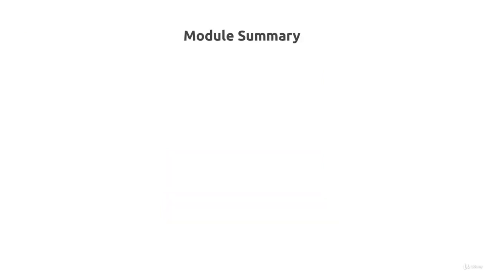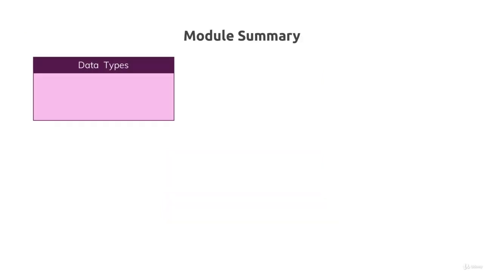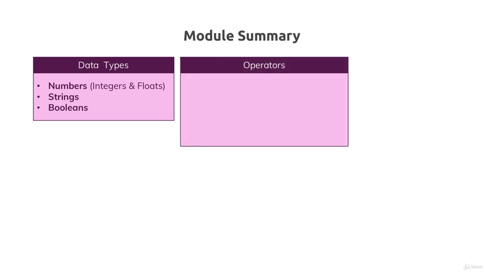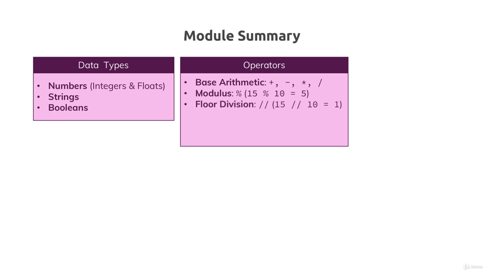From a feature perspective in this module, we learned about the core data types. Numbers, which comprises integers and floats, strings, as well as booleans. We also had a look at operators. We can do some base arithmetic with plus, minus, times, and by dividing values. But we also have the modulus operator, which allows us to get the remainder of a division. We got the floor division, which always returns an integer instead of a float. We got the power operator to calculate the power of a number to some other number.